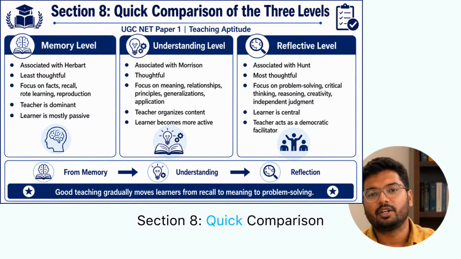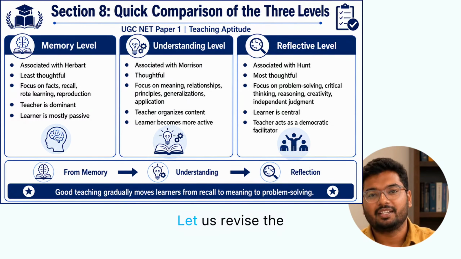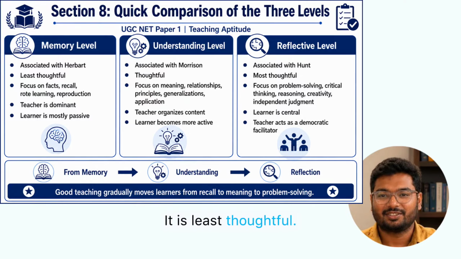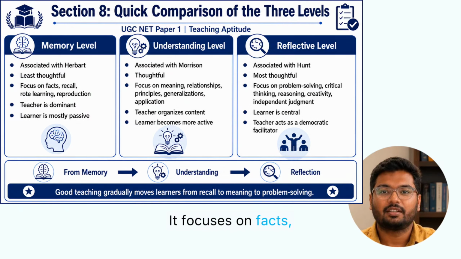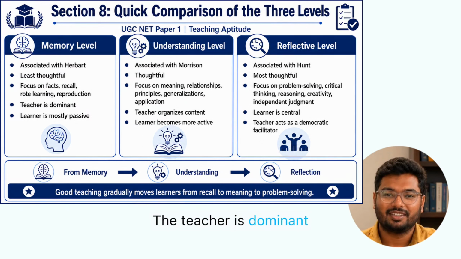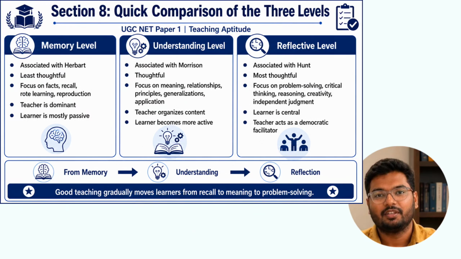Section 8. Quick comparison of the three levels. Let us revise the three levels in a compact way. Memory level is associated with Herbart. It is least thoughtful. It focuses on facts, recall, rote learning, and reproduction. The teacher is dominant and the learner is mostly passive.